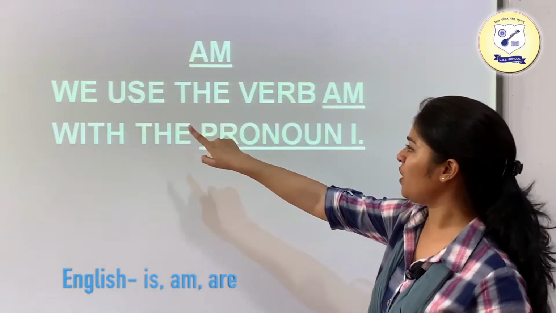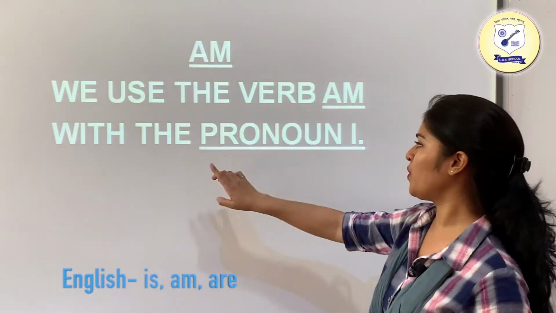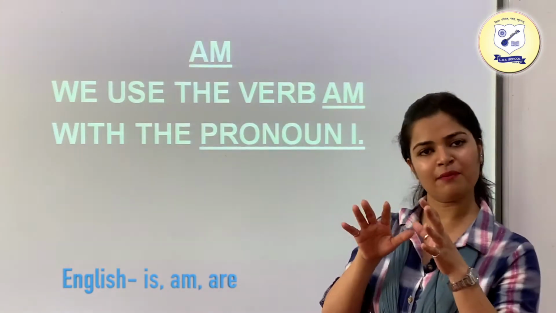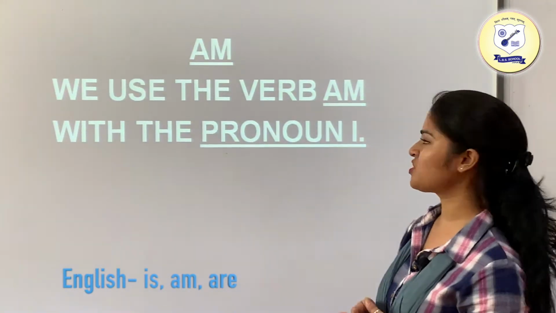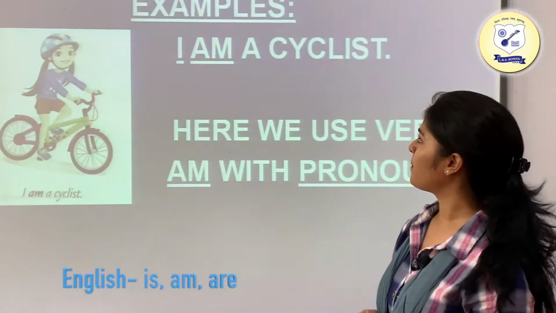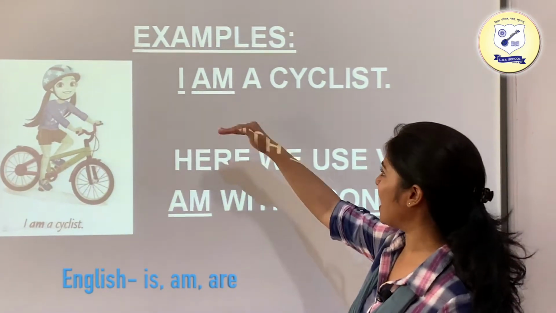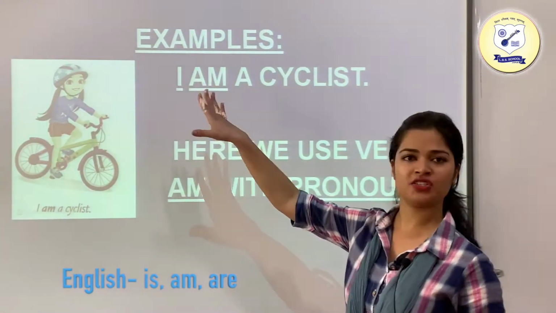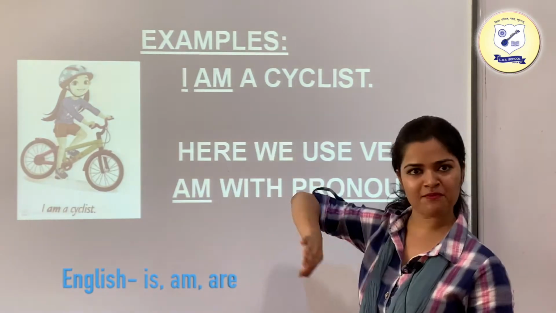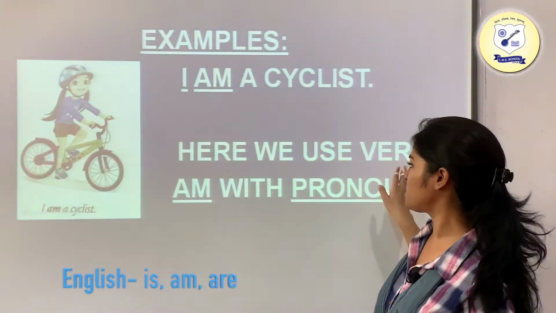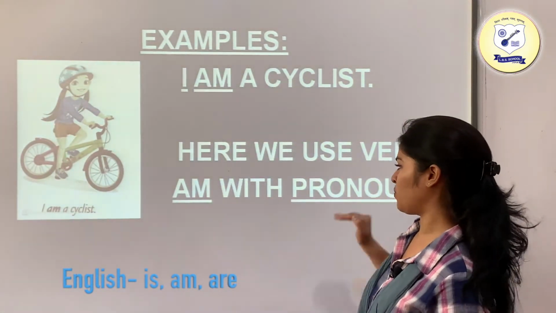Like am, we use the verb am with the pronoun. If you are talking about am, we just use that with the pronoun I. Like we have an example, I am a cyclist. So this I is your pronoun and we are using am with it. Okay, so here we use the verb am with pronoun I.